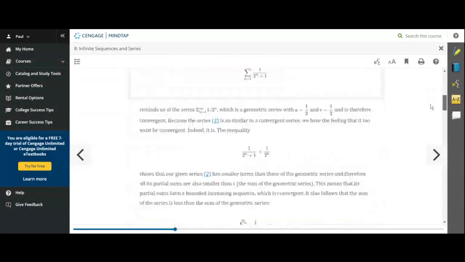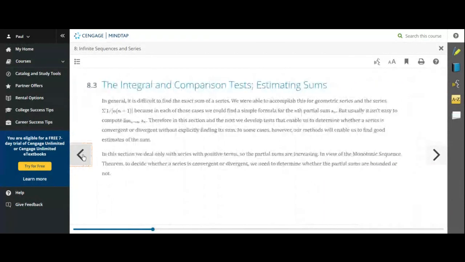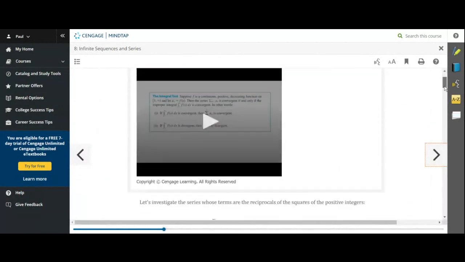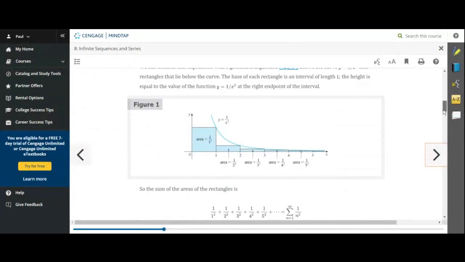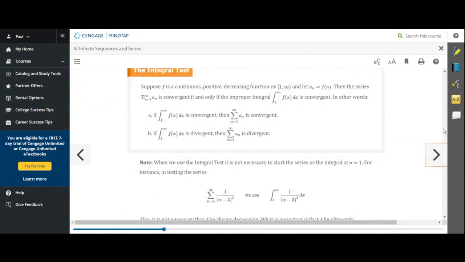They have a nice video on the integral test, but I want to just talk to you about why. Well, let me show you what the integral test is. This is the integral test. It says, suppose you have a function that's continuous, positive, and decreasing over the interval from 1 to infinity.